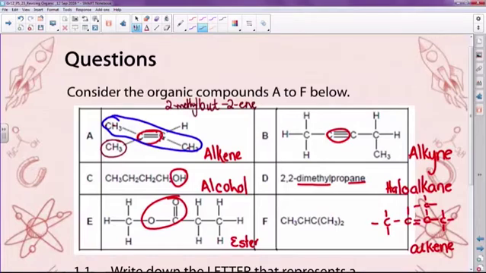Okay, so 2-methylbutene, we're happy with that. Then we look here and we go longest chain. That little CH3 at the bottom isn't a branch. So we go 1, 2, 3, 4, 5.